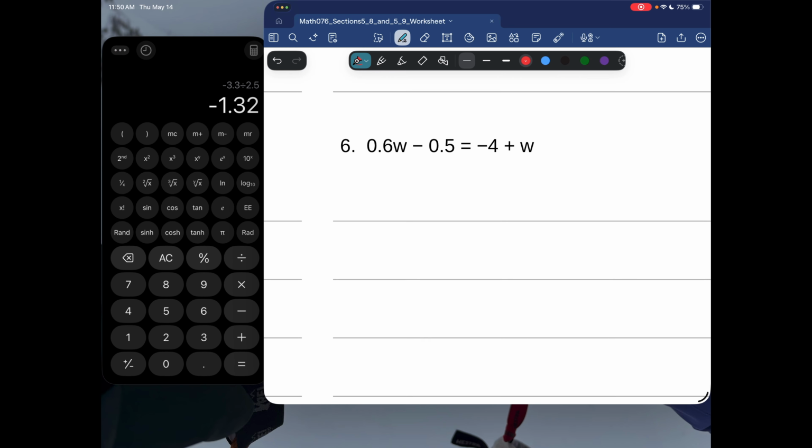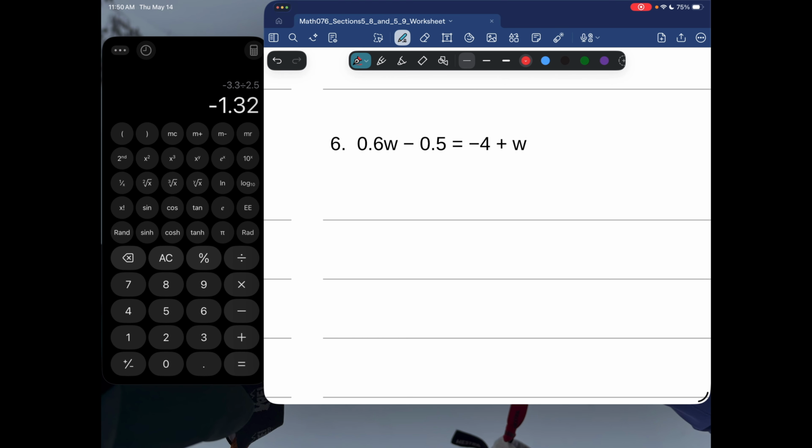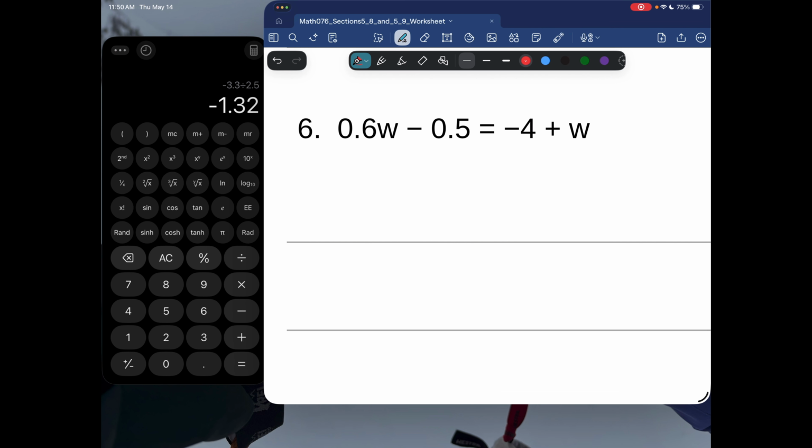Okay, let's do one more just like this. I want to get numbers on one side, constants on the other. And I'm going to ask myself, which side do I want to move my W's to? I want to move them to the side that's going to be positive. So I want to move them over here, because if I move them over to this side, I'll end up with negative W's. So I am going to subtract 0.6 W from both sides.